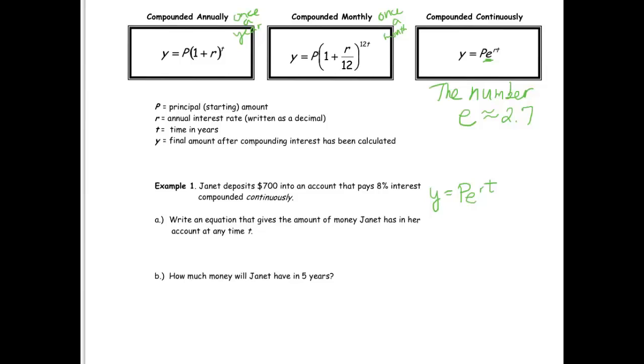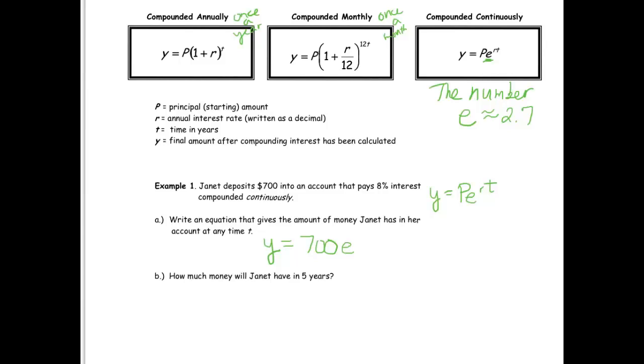Alright, so it says, write an equation that gives the amount of money Janet has in her account at time t. So I'm going to fill in all of the pieces of the formula that were given to me. So y, let's start with y. y represents the final amount after compounding interest has been calculated. Well, we don't know what that is, so I'm going to leave that as y. P stands for the principal, which is also the starting amount. Excellent. That was our 700. So I'll plug that in for P. Remember that e is a number. I'm actually going to put the number e. That's not a variable.